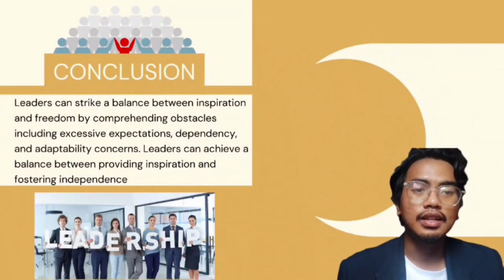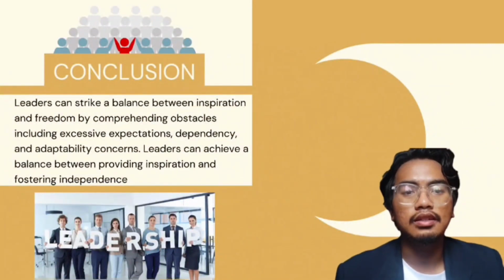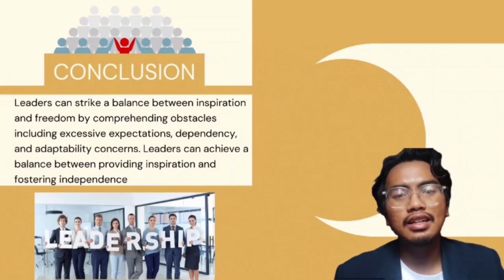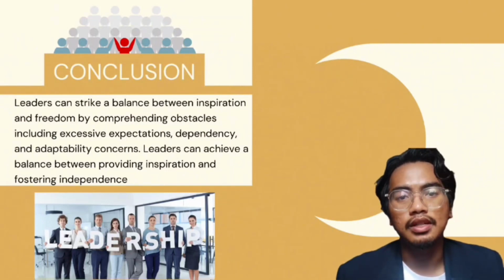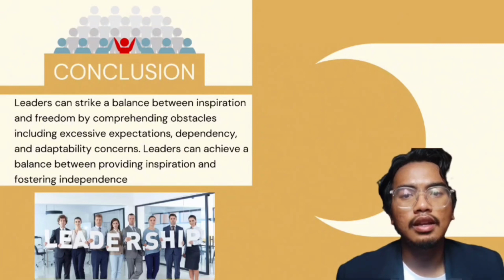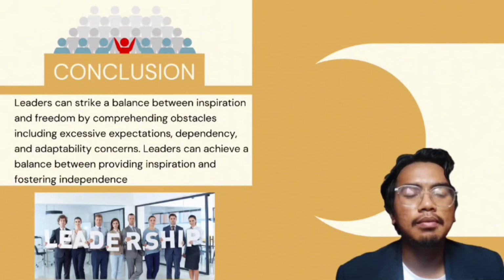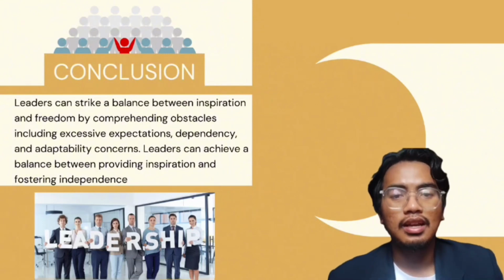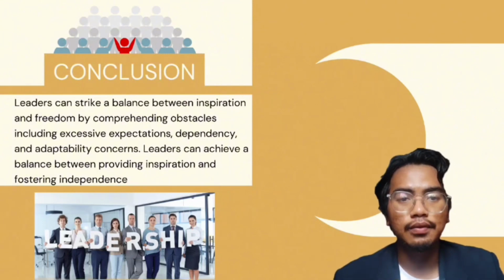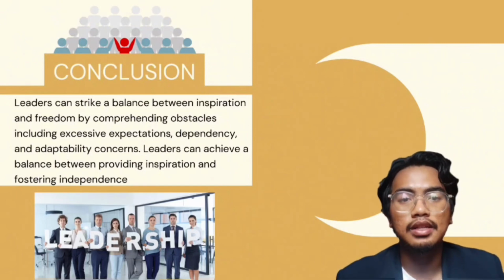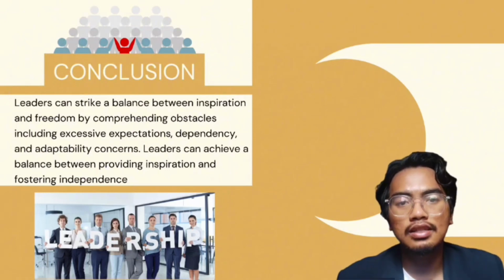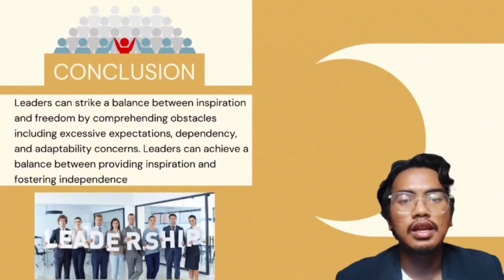Understanding transformational leadership's potential benefits and drawbacks is essential. Leaders can strike a balance between inspiration and freedom by comprehending obstacles, including excessive expectations, dependency, and adaptability concerns. Leaders can also achieve a balance between providing inspiration and fostering independence by acknowledging challenges such as setting overly high expectations, creating dependency among followers, and addressing concerns related to adaptability.